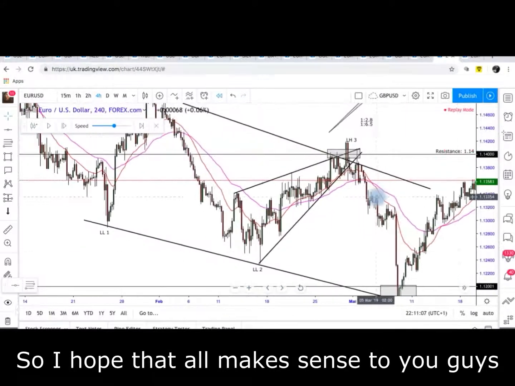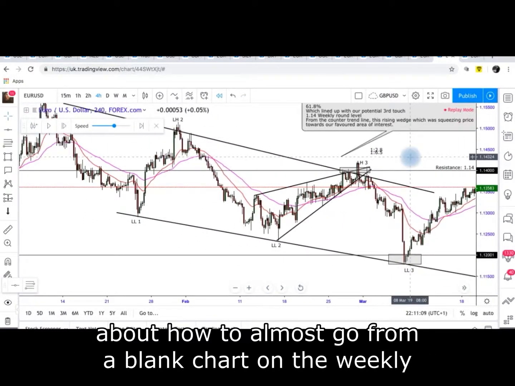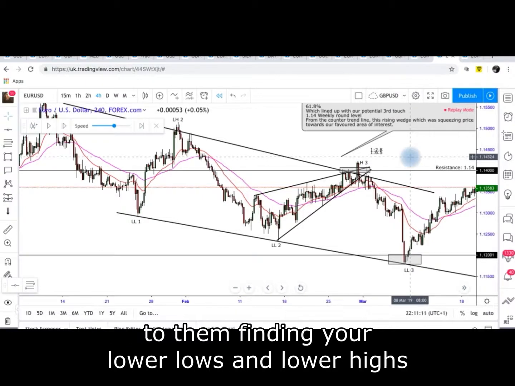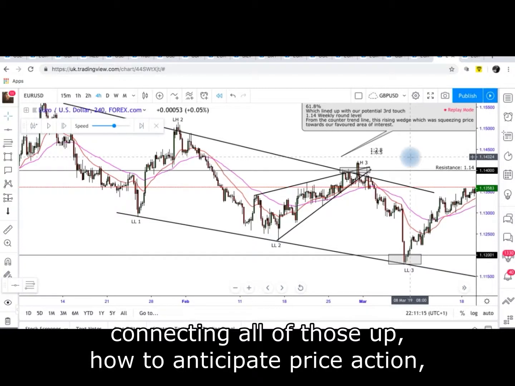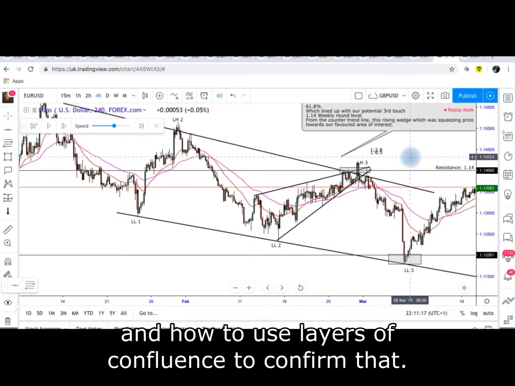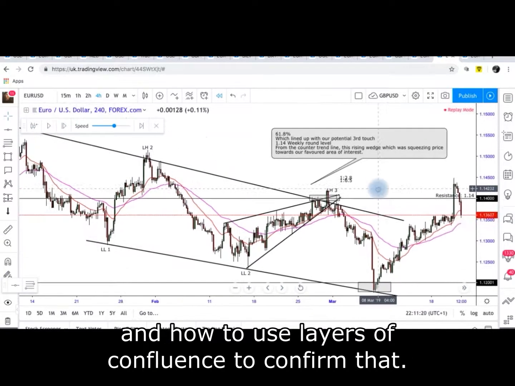So I hope that all makes sense to you guys about how to almost go from a blank chart on the weekly to then finding your lower lows and your lower highs, connecting all of those up, how to anticipate price action, and how to use layers of confluence to confirm that.